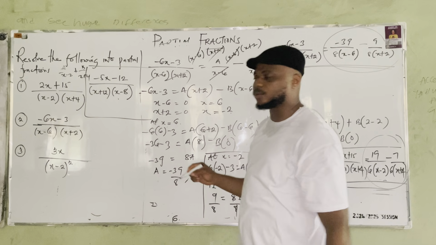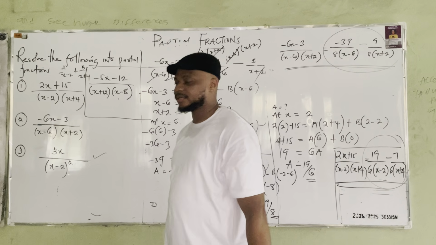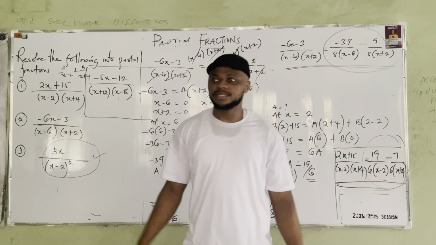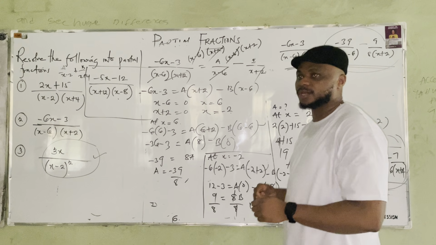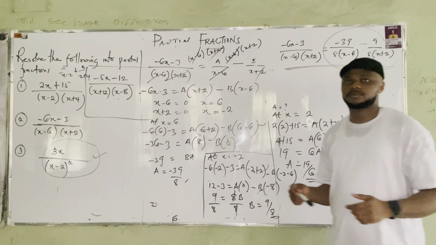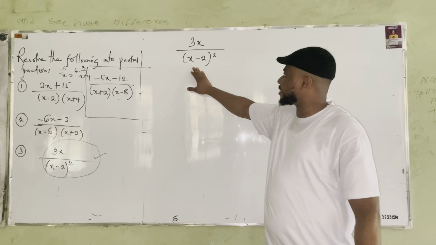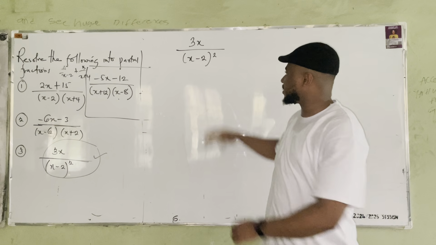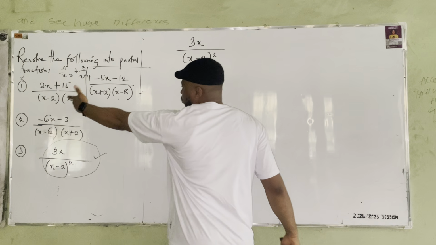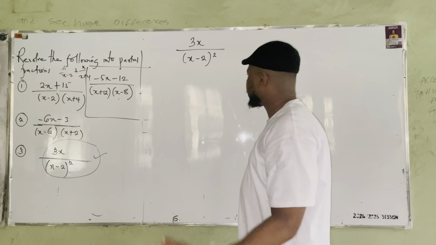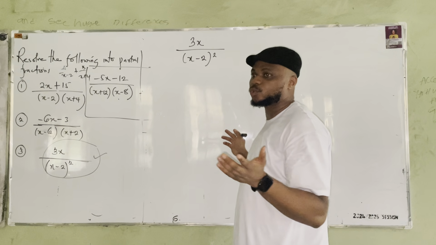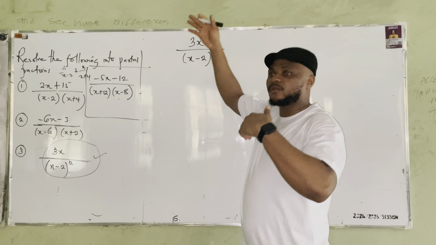So the next thing we'll be looking at now will be this guy. How to now resolve this guy into partial fractions. Okay. So now we have 3x over x minus 2 all squared. Now if you look at this, you realize that it's different from what we have there. This is like one expression in a square. One expression raised to the power of 2.